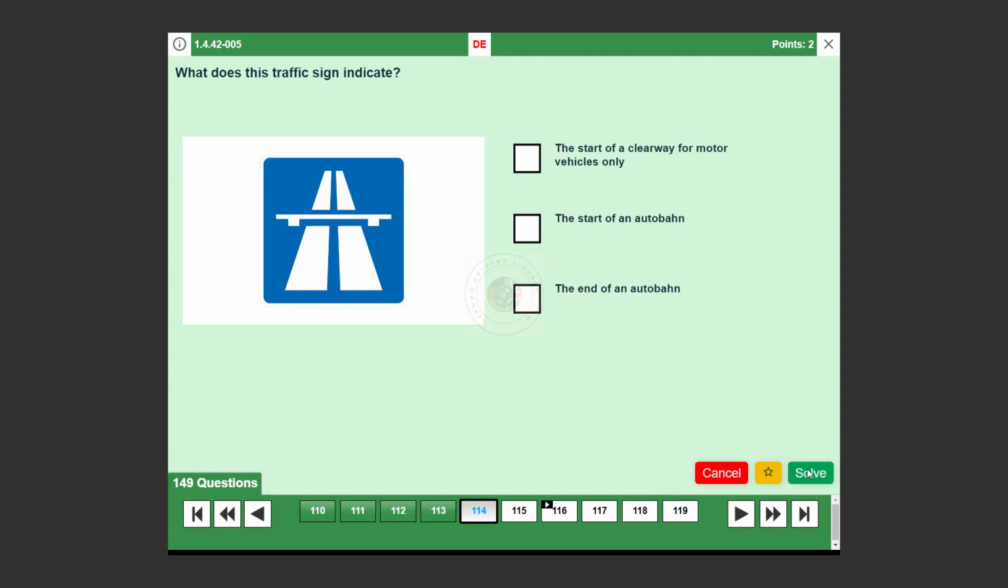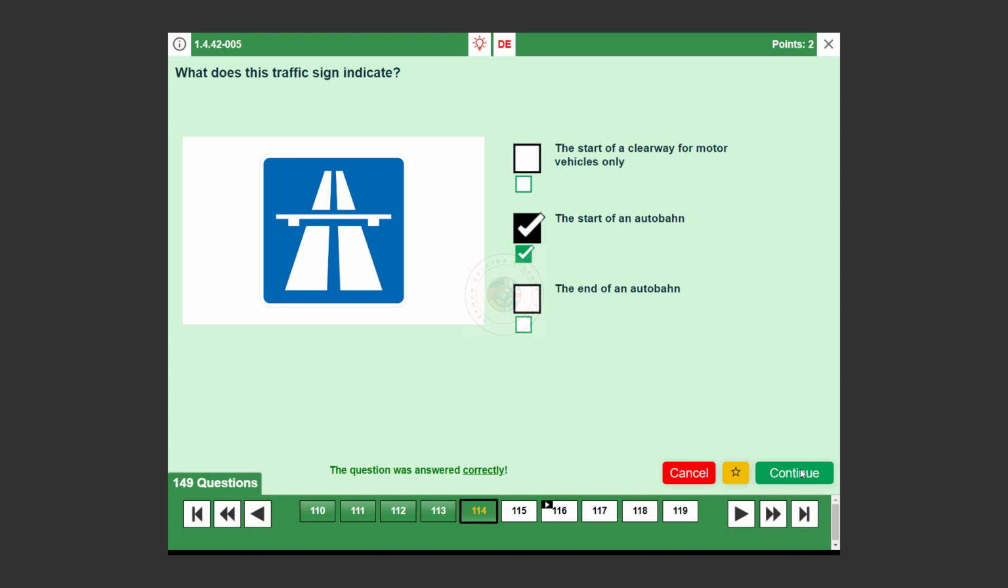Question number 114. What does this traffic sign indicate? The end of an autobahn. False. The sign does not signify the end of an autobahn. The start of a clearway for motor vehicles only. False. This is incorrect. The sign is not about a clearway. The start of an autobahn. True. The sign indicates the beginning of an autobahn, where motorway rules apply.